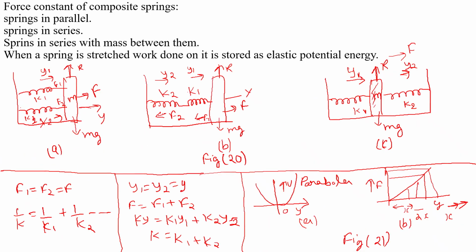Force constant of composite springs. If a number of springs are connected to a body and we want to reduce it to a single spring, three cases of common interest are possible. First, springs in parallel. Second, springs in series. Third, springs in series with a mass between them.